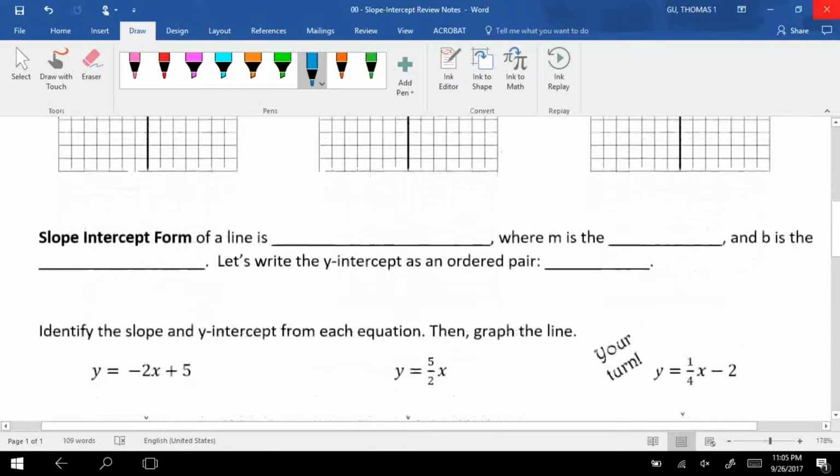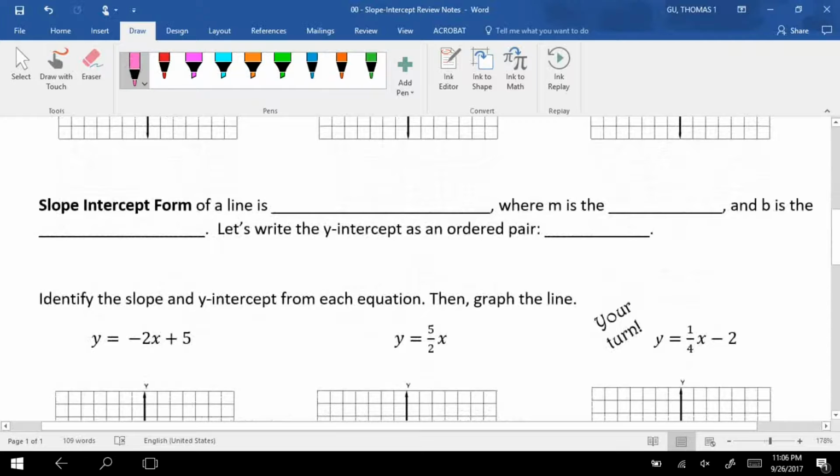Now let's go on to some definitions. Slope intercept form of a line is... does anybody remember the equation from Algebra 1? Do you remember? If you said y equals mx plus b, then you're right and you deserve a high five.